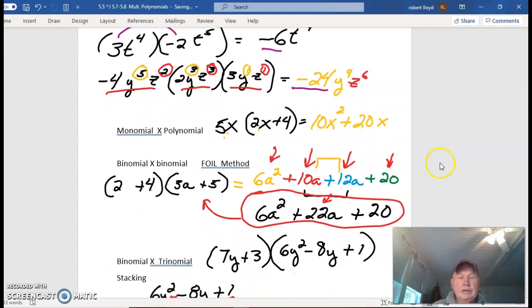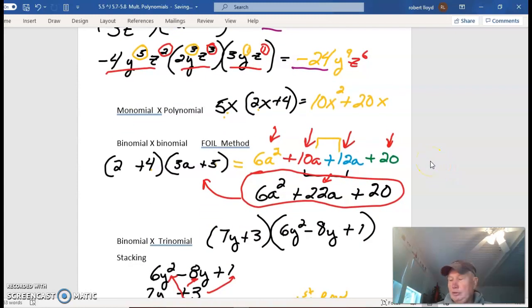So the next is a single term, a monomial, times a polynomial, in this case a binomial. So here we have a parentheses and we have a term outside it, so we have to distribute it. So 5x times the first term, 2x, gives our 10x squared. 5x times the positive 4 is 20x.